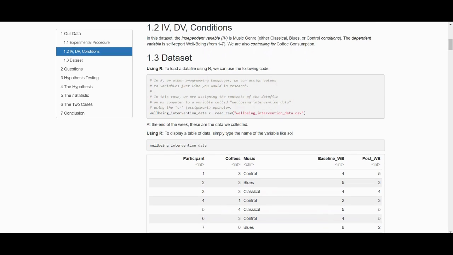Now, we're going to have a look here in a minute at our data set. But just to summarize everything, the independent variable in the data set is music genre, which is either classical, blues, or control. The dependent variable is the self-report well-being, measured on a scale of 1 to 7. We're also controlling for coffee consumption.